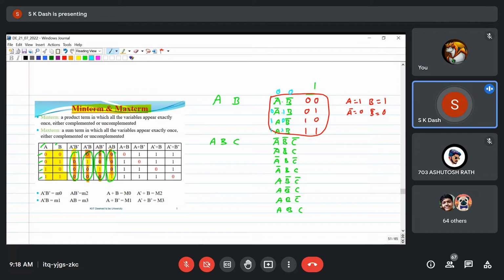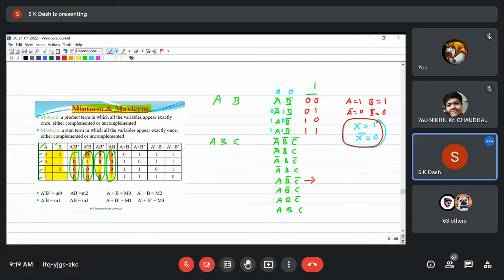Okay. That means if any variable is present in uncomplemented form, that value will be 1. If it is in complement form, that value will be 0. So without solving all this, I can directly write from this formula for which combination output will be equal to 1. Similarly, for the same example, if I extend it to ABC, can you tell for which combination this output will be 1 using this formula?